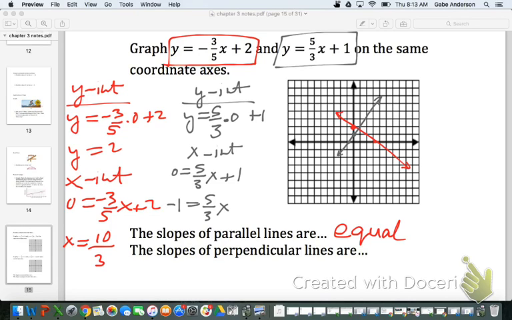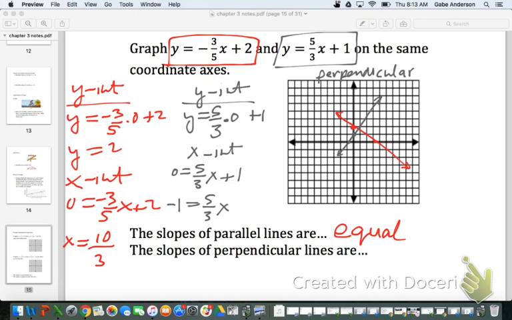Do you see how those two lines appear to form a right angle? Four right angles, you could say. These lines are not parallel because they intersect. We call these lines perpendicular. Parallel lines have equal slopes. Perpendicular lines don't have equal slopes, do they?